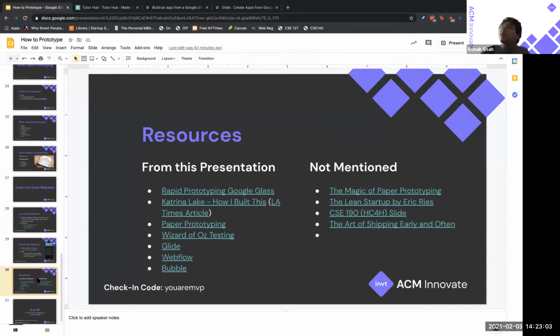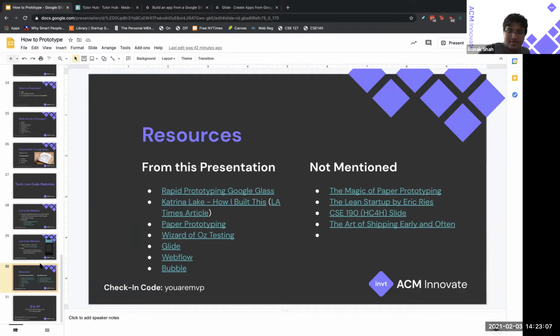Here are some resources. I realize I went very under time, but my biggest takeaway at MVPing and prototyping is that it's a relatively simple concept. The main thing you want to think about is just how do I develop a prototype for something. Here are some resources I've cited within the presentation, so I've copied a lot of slides from that. And these are things I haven't mentioned, but they're super interesting.